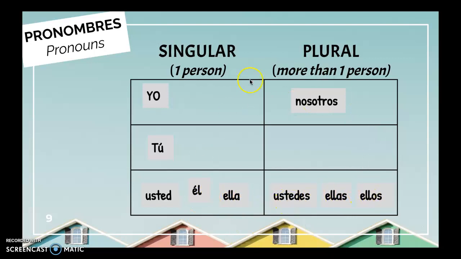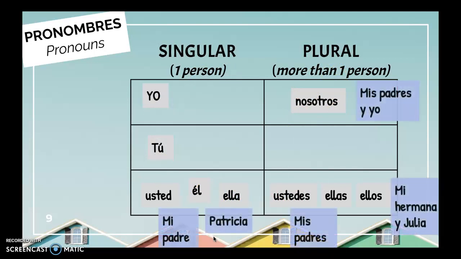Okay, so I like to put them in this chart again because on this side is one person. On this side is more than one person. If you can remember the meanings of these words and you can remember this chart, it will help you when you go to conjugate verbs. So let's look into that.